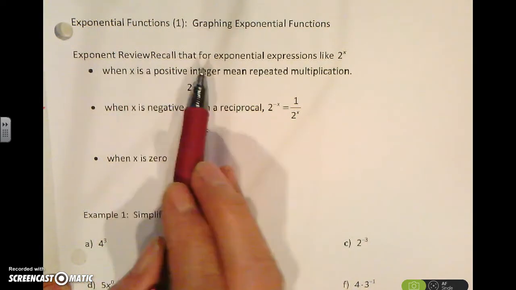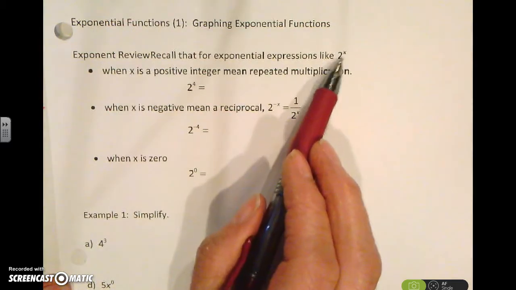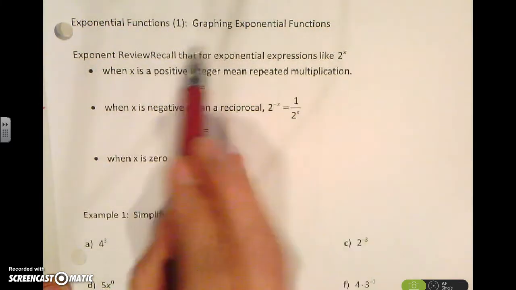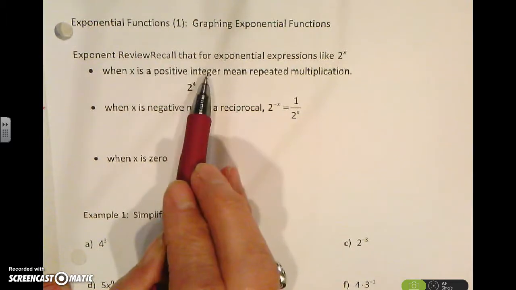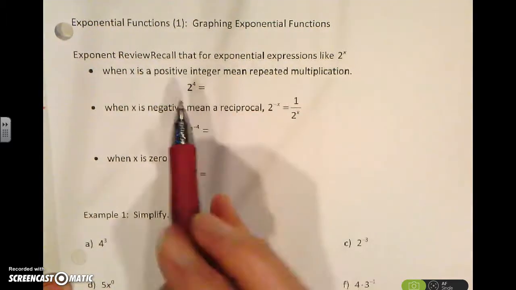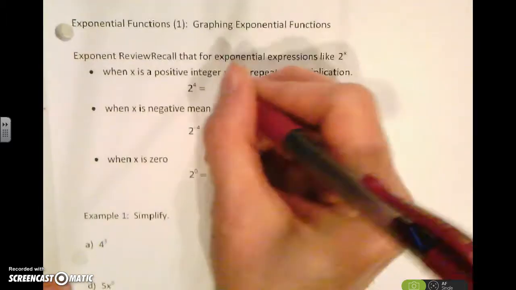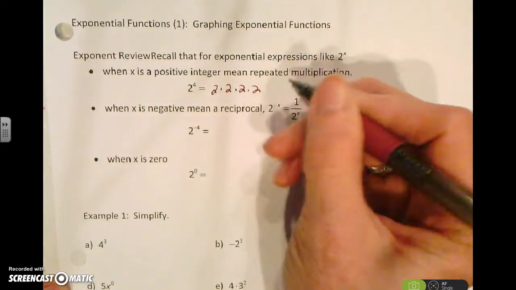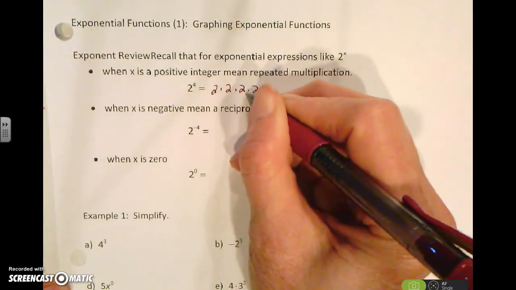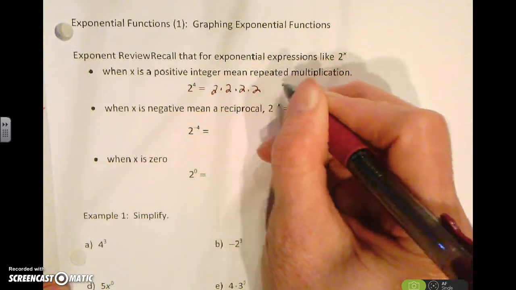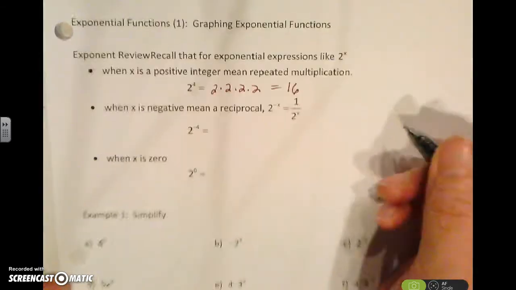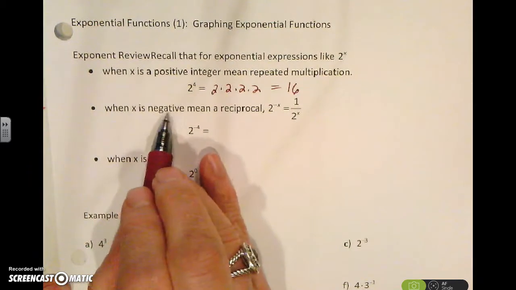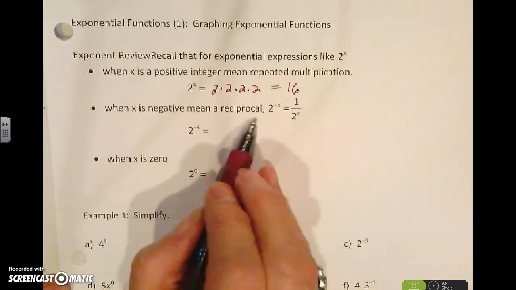what it means to have an exponent, like 2 to the x power. In this case right here, where I have 2 to the x, when x is a positive integer, it means repeated multiplication. For example, 2 to the 4th means 2 times 2 times 2 times 2, 4 times, and that's going to be 4 times 2 is 8 times 2 is 16. It simplifies to 16. When x is negative, it means a reciprocal.